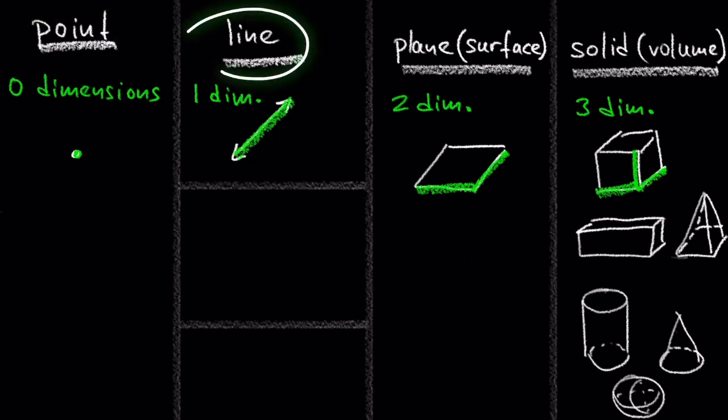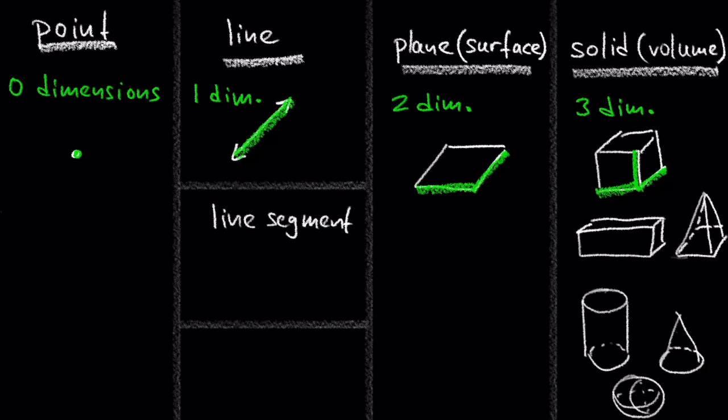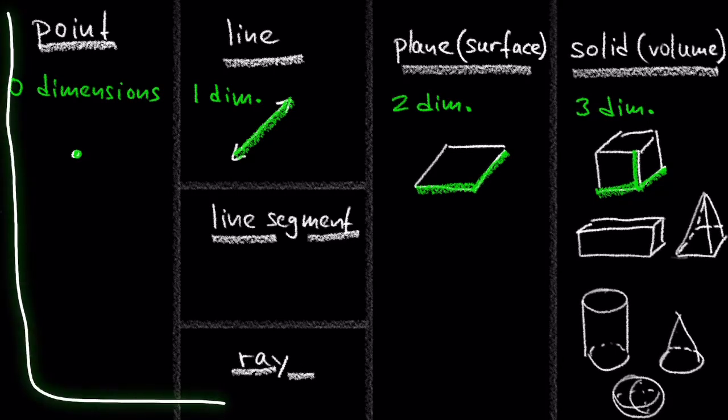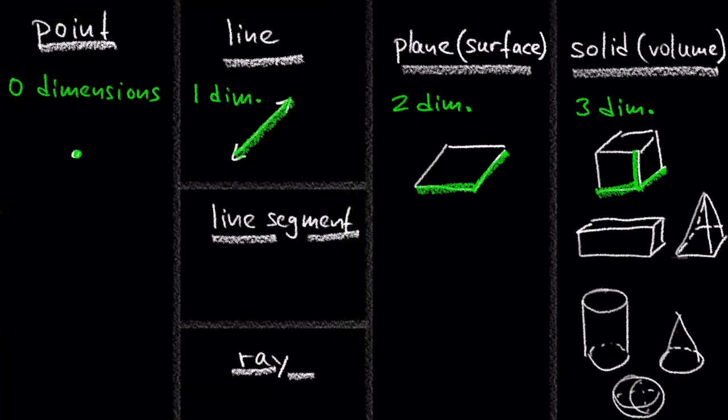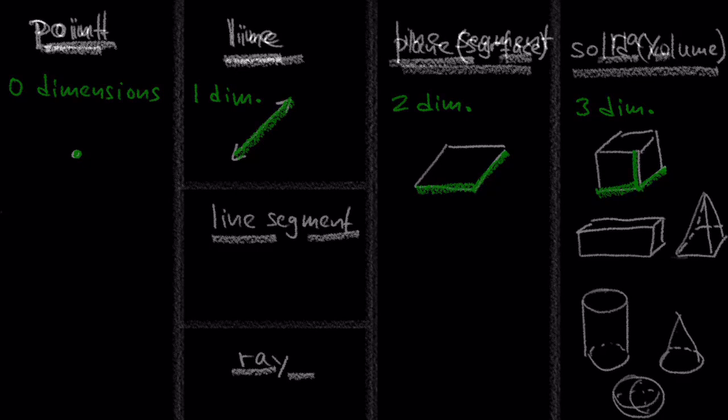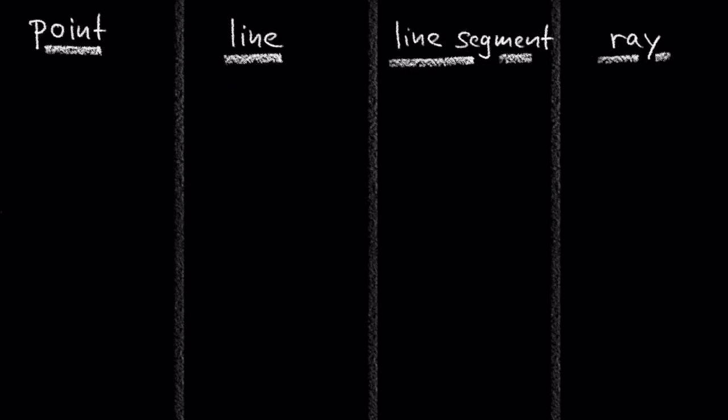a line segment, and a ray. And in the next video, we'll focus on a plane, also called surface, and on solids, which is about volumes. Let's dive into it and get started with the first basic concept, which is the concept of a point.